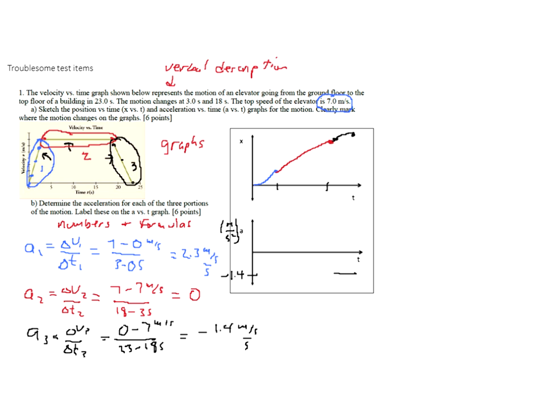The middle section is going to be 0. And the first section is going to be positive 2.3. Where most people had trouble on this one was the graph.